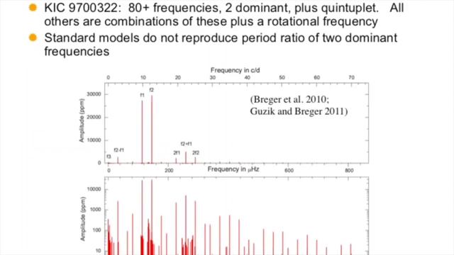Also, there's a problem of combination frequencies. In this Kepler star, 9700322, there were 80 frequencies found, but after Mike Breger looked for all the combination frequencies, he found that there were really only 2 dominant frequencies, and then a quintuplet that you have to pre-whiten out to even see, and everything was a combination of those 5 frequencies plus the rotation frequency. So all of these 80 modes down here, you could boil down to 6 frequencies.